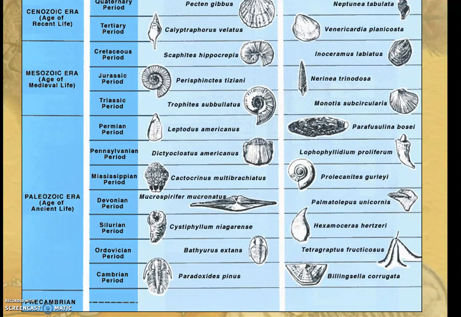So here are some examples of index fossils that geologists use. Each of these fossils existed only during a certain period of time. So scientists know if they find, for example, this shell fossil, that any other fossils found in that layer must be from the Triassic period and must be a certain age. So these are real examples of index fossils that geologists use.